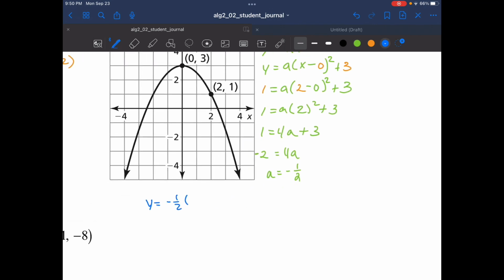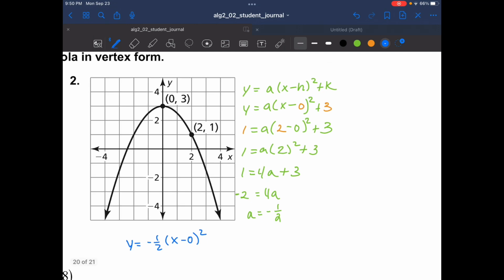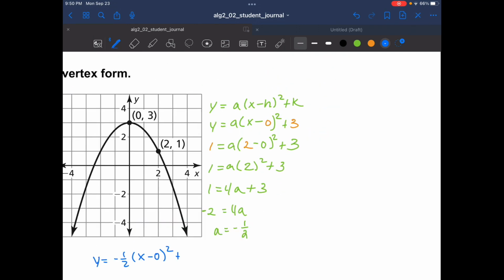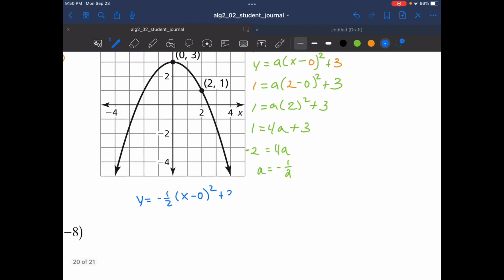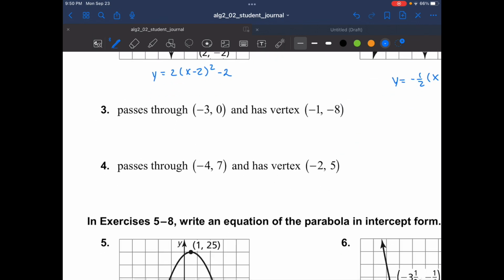We're going to have y equals negative 1/2 x plus or minus 0. You don't have to write the minus 0. You can just write x squared. But I'm going to leave that there for now. Plus 3. Okay. Same thing, we have a point and we have a vertex, so we're going to do the same thing. We're going to have y equals a(x minus h) squared plus k. Same thing for this one.